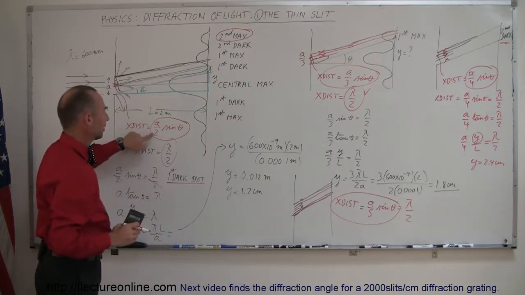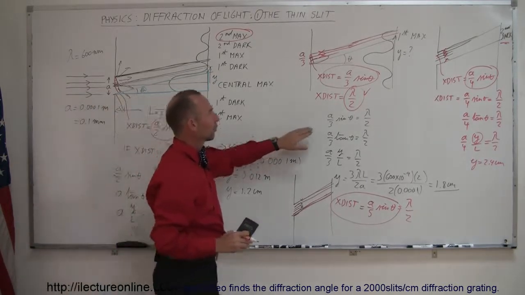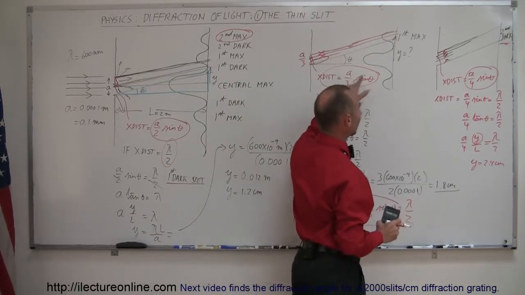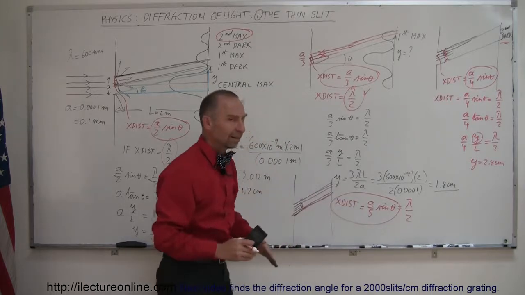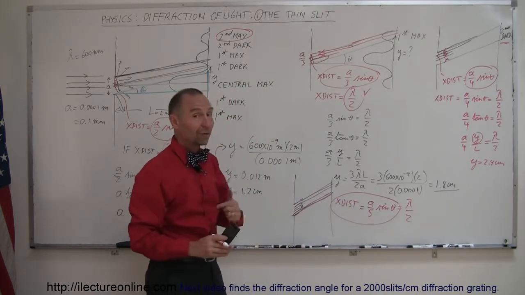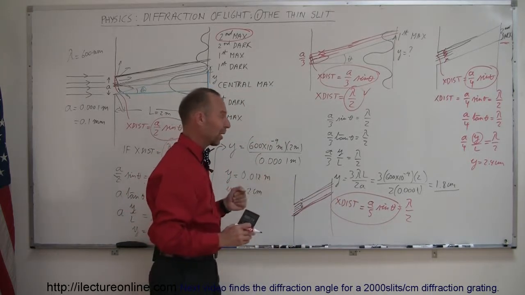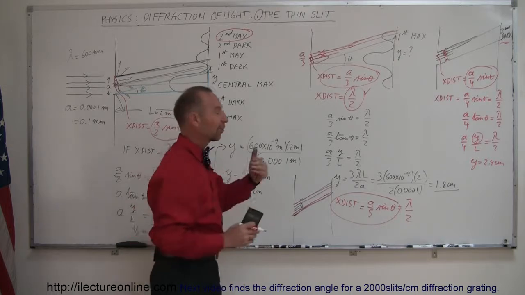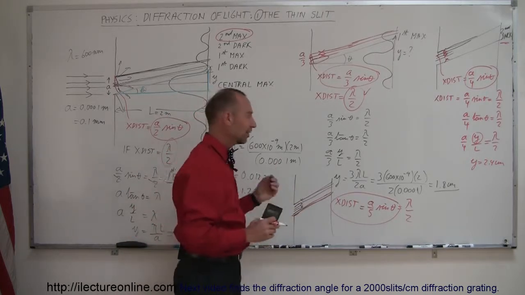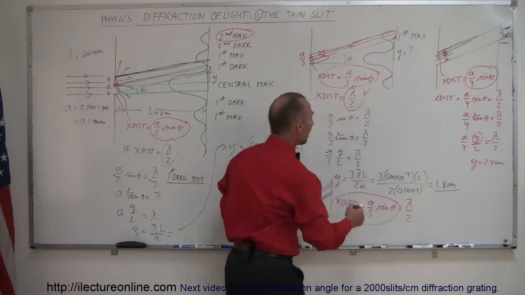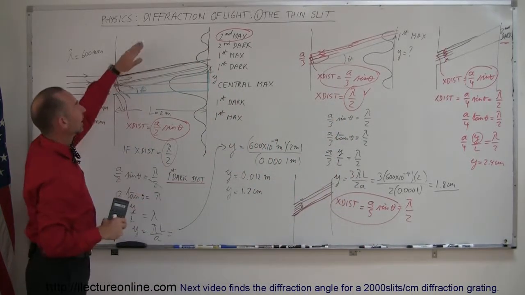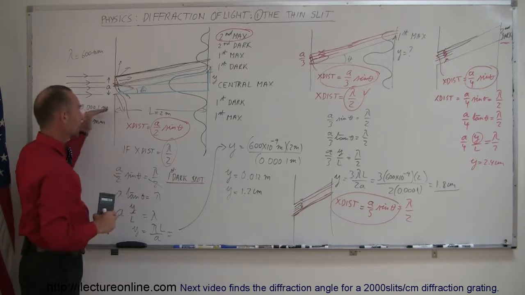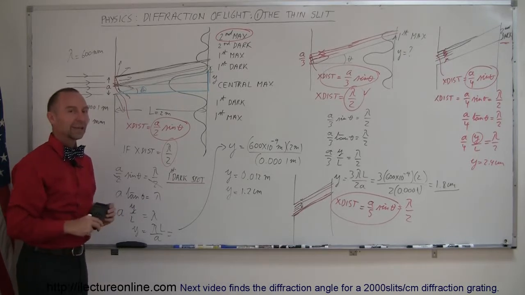A over 2 sine theta, first dark spot. A over 3 sine theta, first bright spot. A over 4 sine theta, second dark spot. A over 5 sine theta, second bright spot. A over 6 sine theta, third dark spot. A over 7 sine theta, third bright spot, and so forth. Every time you set it equal to lambda over 2, and you'll find the fringes caused by the diffraction pattern of light through a single slit. And that is how you do that.